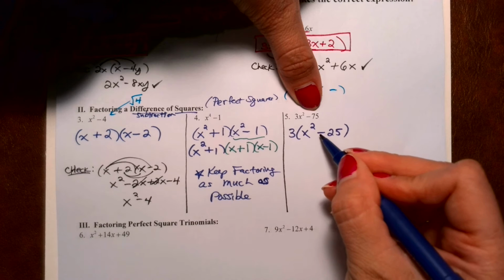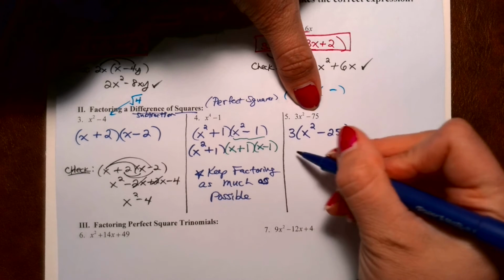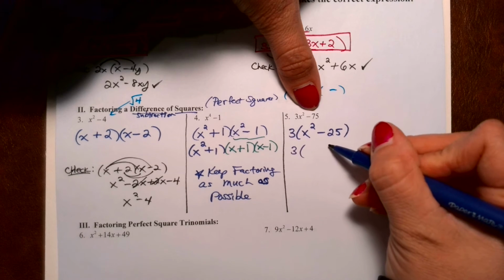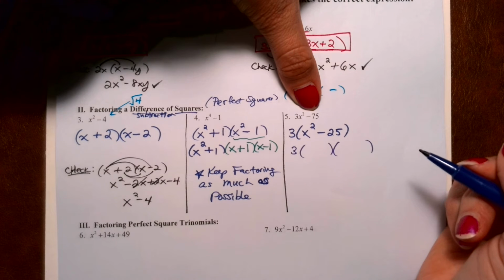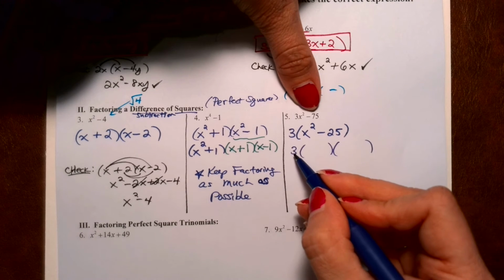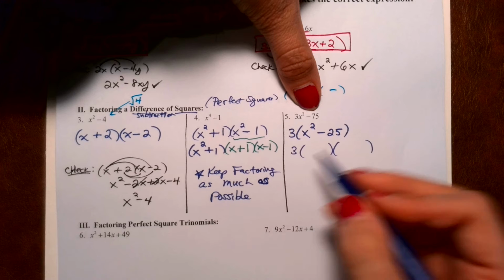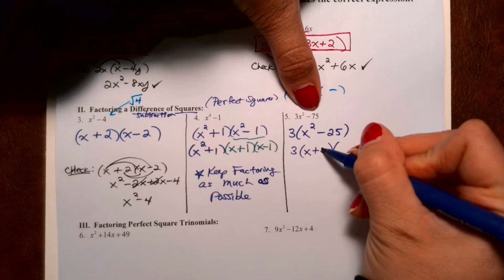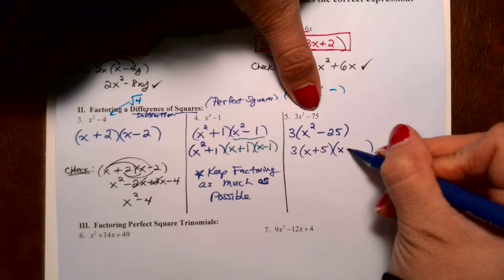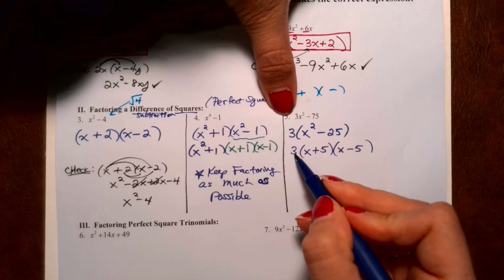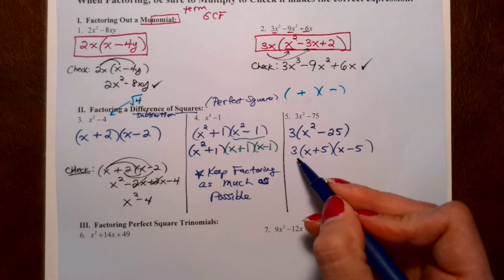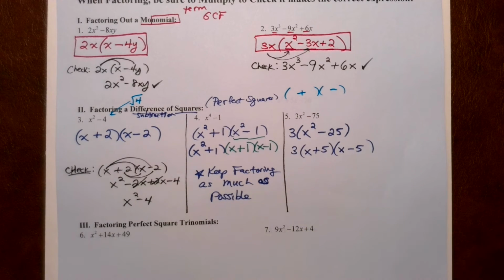This looks like a difference of perfect squares. So how does this problem factor? Don't forget to write the 3. X plus 5 and x minus 5. And don't forget to write the 3. If you multiplied this all back out, it would work.